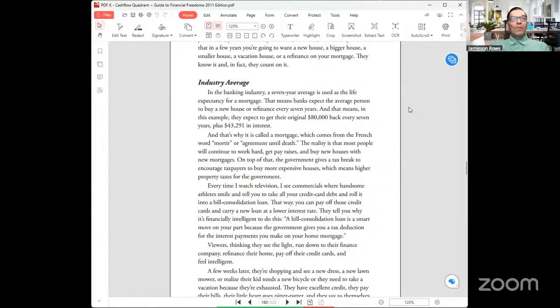Every time I watch television, I see commercials where handsome athletes smile and tell you to take all of your credit card debt and roll it into a bill consolidation loan. That way, you can pay off those pesky credit cards and carry a new loan at a lower interest rate. They'll tell you why it's financially intelligent to do this. A bill consolidation loan is a smart move on your part, because the government gives you a tax deduction for the interest payments you make on your mortgage. The only tax advantage that an asset has.